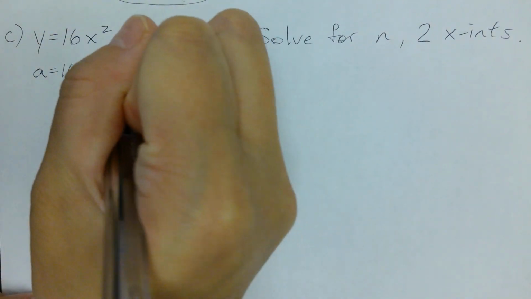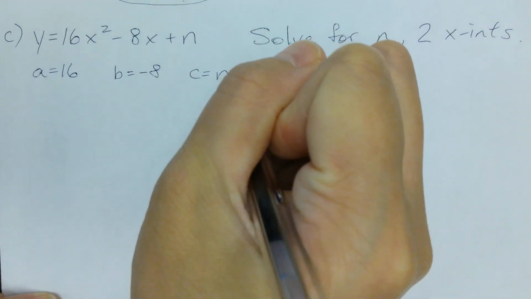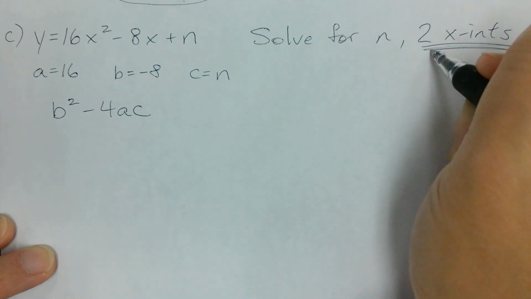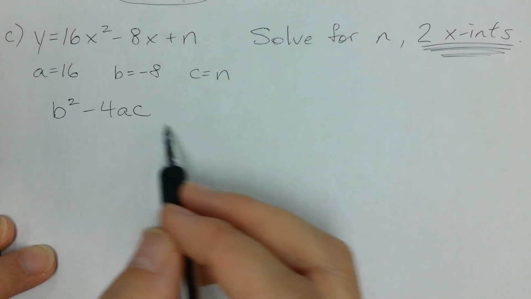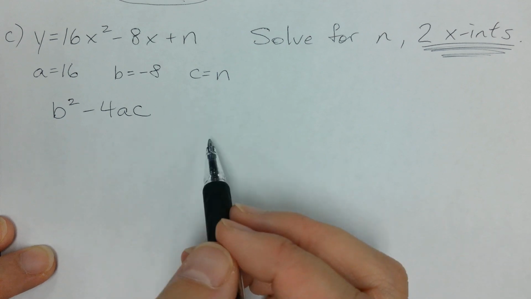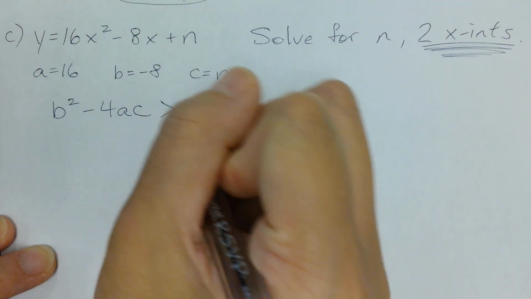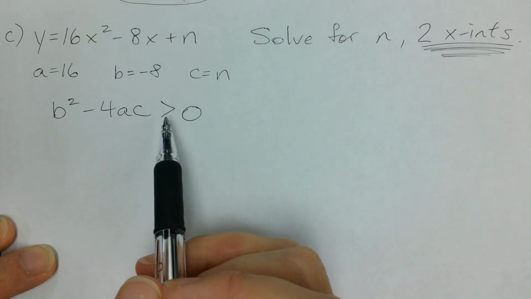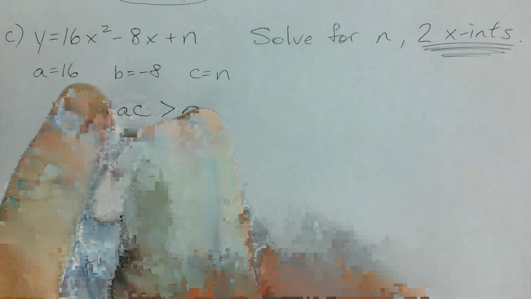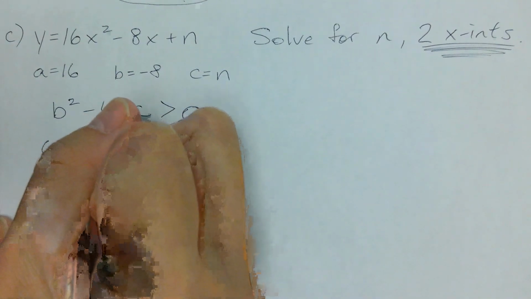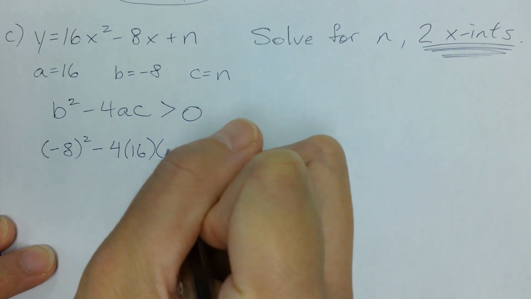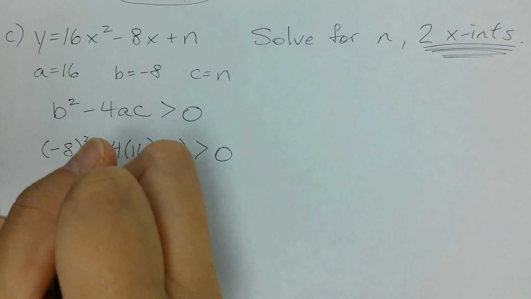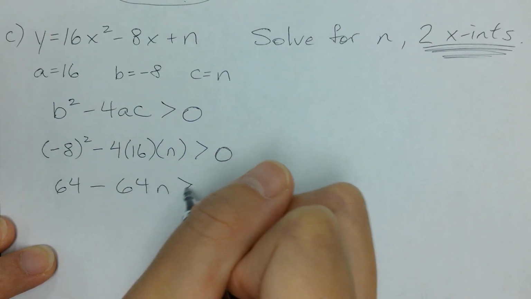So a is 16, b is negative 8, and c is n. So b squared minus 4ac. Now if I want two x-intercepts, what am I going to set this to? Greater than 0. Remember yesterday we did this in that bubble on the bottom of that page? If we want two x-intercepts, that means we set this to greater than 0. So b is negative 8, a is 16, c is n. You get 64 minus 64n greater than 0.